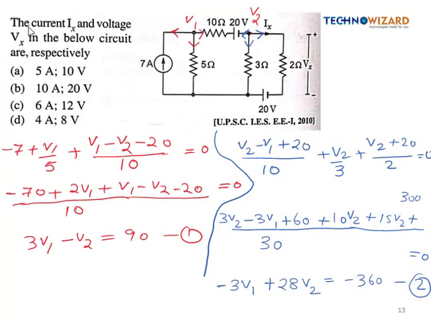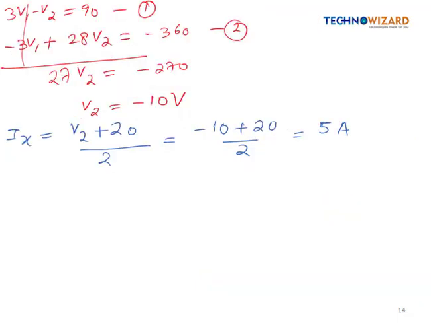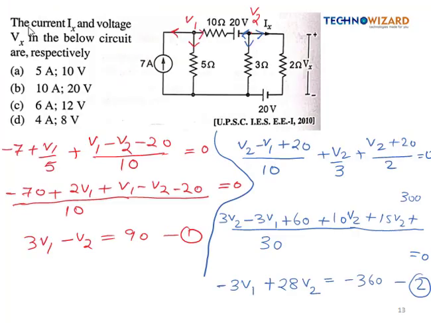Now we have to calculate the voltage Vx. So Vx is the voltage across 2 ohm, so voltage will be 2 into Ix, right? So voltage Vx value is 2 into Ix, so it will be simply 2 into 5, so it will be coming as 10 volt. So option A is correct, right? So let's see the next question.